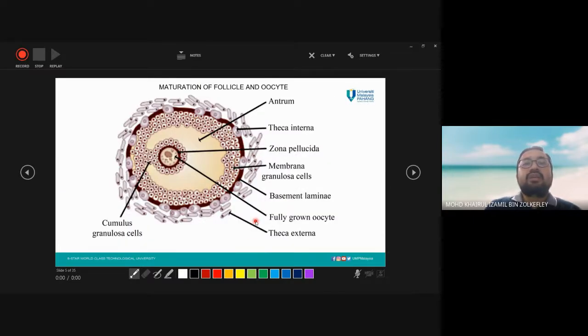So ini apa yang berlaku dalam ovary. So basically ini adalah full grown oocyte lah. Yang ni yang akan kita panggil berlakunya fertilization dengan sperm. So before it is released to the fallopian tube, fimbriae to the fallopian tube to meet the sperm. So the maturation of oocyte occurs with the help of what we call granulosa cells. So granulosa cells ni, later we will go through how the development of the fully grown oocyte.